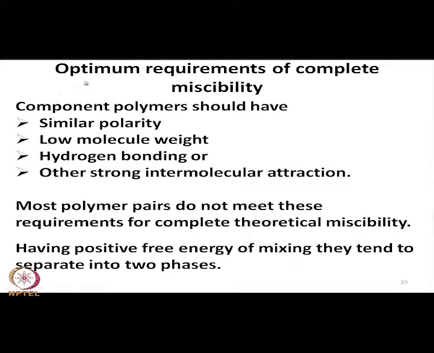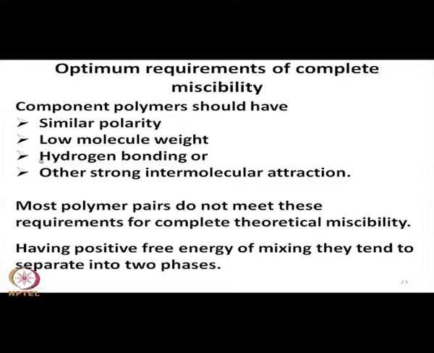Now, let us look into what the optimum requirements of complete miscibility are, since miscibility is an important criterion to be developed in case of a polymer blend. So, we must also examine what the optimum requirements are. The component polymers must have similar polarity, meaning identical or very close solubility parameters. Then the component polymers should be of low molecular weight, not very high molecular weight.